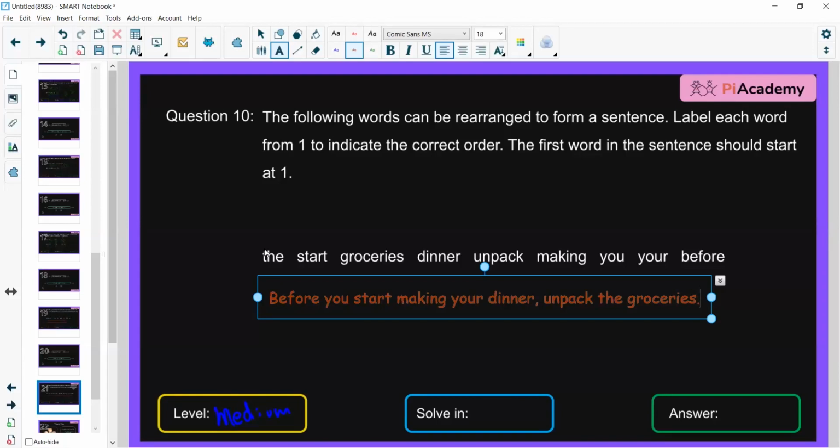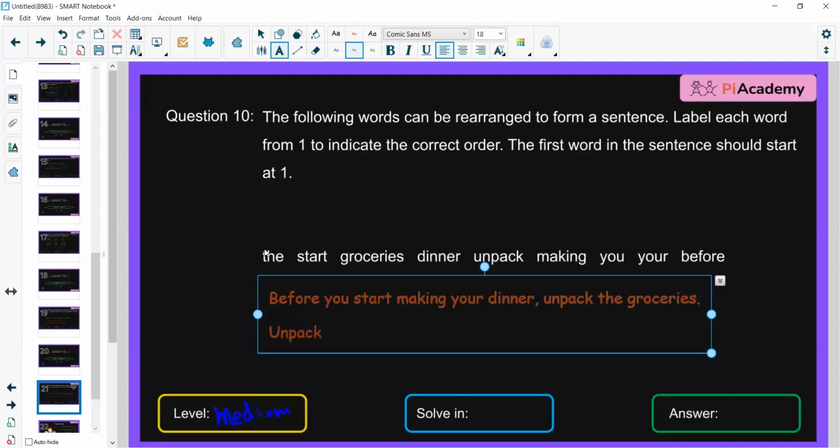Of course, the meaning is the same, the interpretation is the same, but just take a look. Unpack your groceries before you start making the dinner. Yes, right? The second one makes better sense than the first one. So that gives us the second one as the better possible option than the first one.